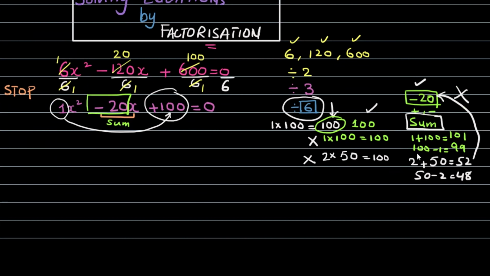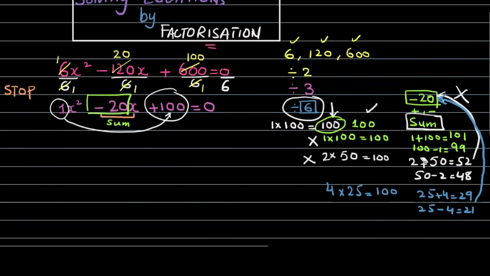3 से ये divisible ही नहीं है, and 4, yes, 4 times 25. All right, it is 100. Let's make a sum. 25 plus 4 is giving us 29, and 25 minus 4 is giving us 21. So just think about, क्या ये minus 20 का result दे रहा है? No, we are not getting minus 20 or middle term back after adding or subtracting. So हम इसको भी नहीं ले सकते, right? So we will go next.